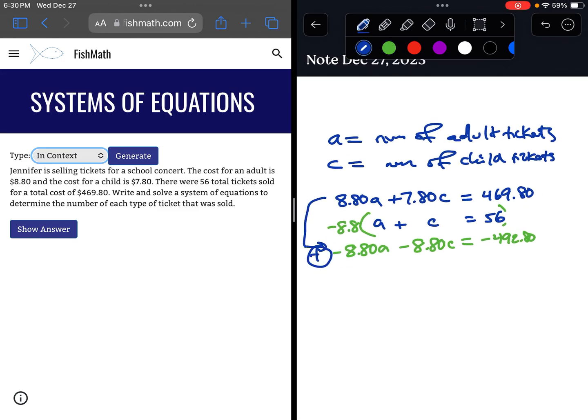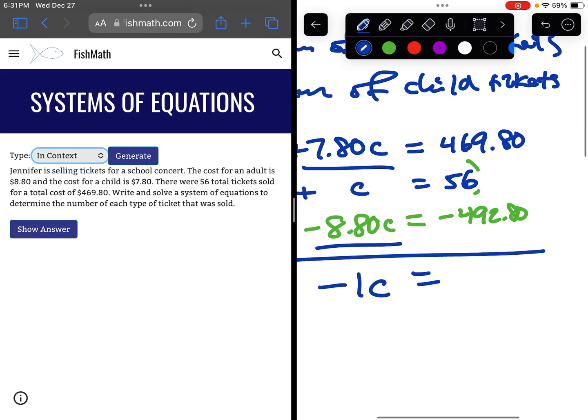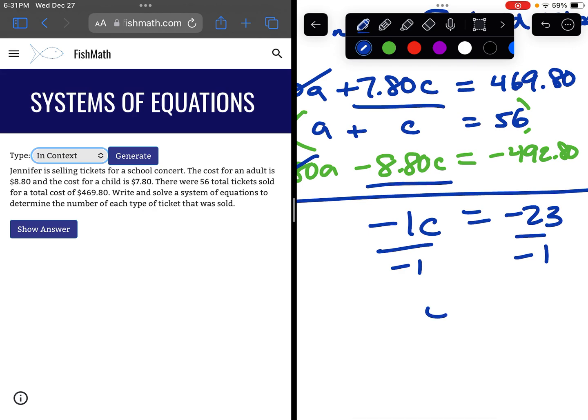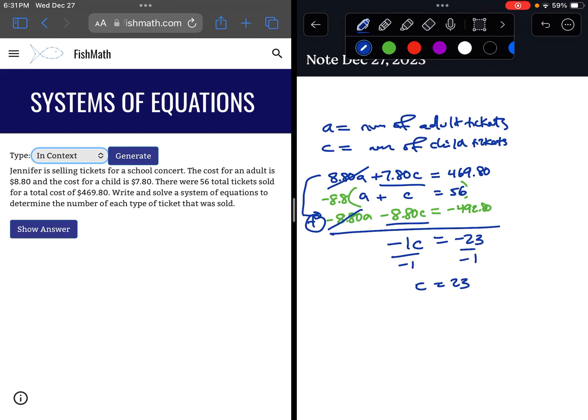And then from there, I'm just going to add these two equations together, skipping over the second one here. That'll cancel out the A's, and I get negative 1c from adding this and this, equals, I'm going to add the 469.8 plus the negative 492.8. And that gives me negative 23. So divided by negative 1, there were 23 children's tickets sold.